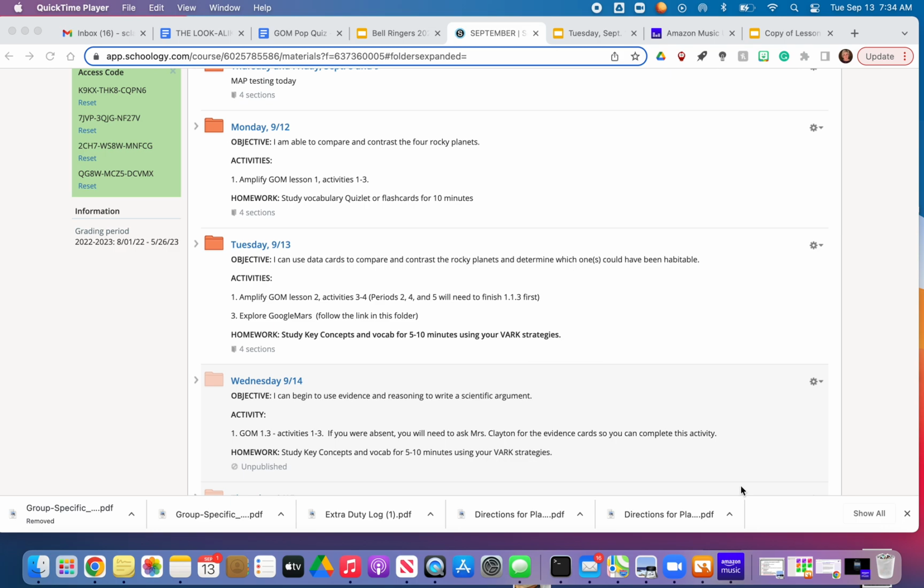I'm just going to show you your objectives here at the beginning of Schoology on that front folder. It says, I can use data cards to compare and contrast the rocky planets and determine which ones could have been habitable. For period 1, we're going to start right away with GOM, Geology on Mars, Lesson 2, and we're going to really focus on activities 3 and 4.